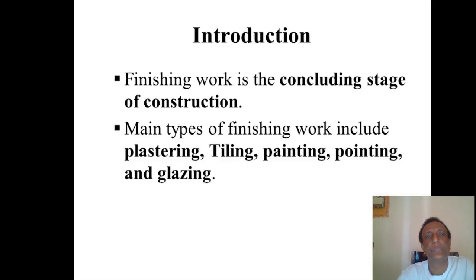The third chapter is painting. Painting involves two main purposes. The first purpose is aesthetics. By applying the paint on the surface, we can make the surface visually appealing. The second purpose is protection against weathering. Paint serves as a protective layer, shielding surfaces from environmental factors like rain, wind, and sunlight.